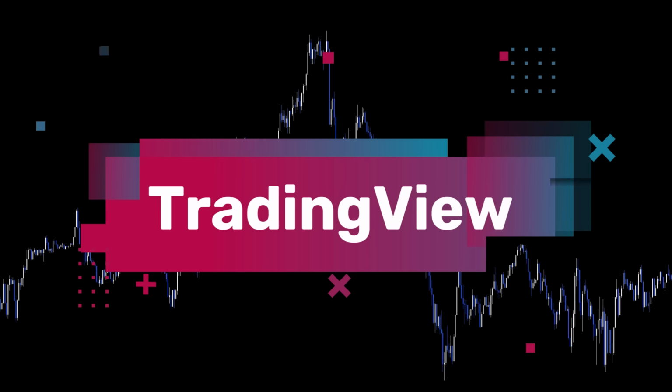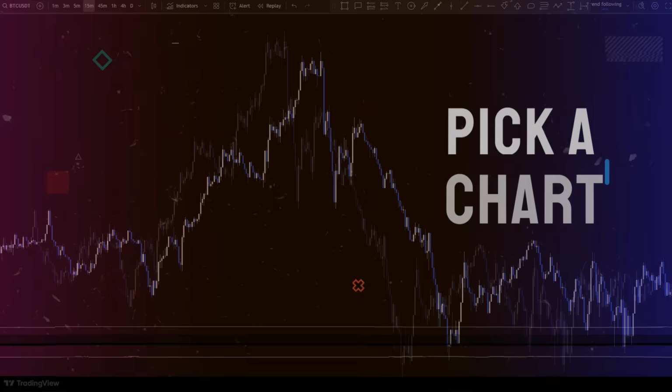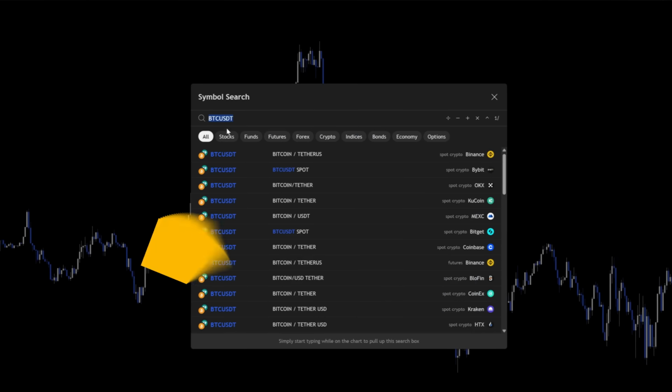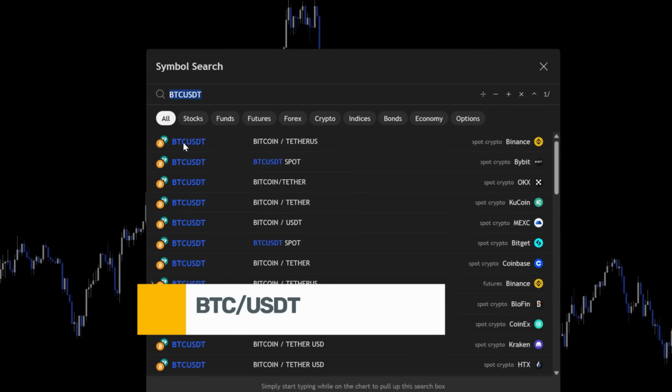Alright, so first things first. You gotta head over to TradingView. That's where all the magic happens. Once you're there, just pull up any market chart you want to analyze. Me, I'm usually looking at Bitcoin against USDT on the 15-minute time frame.